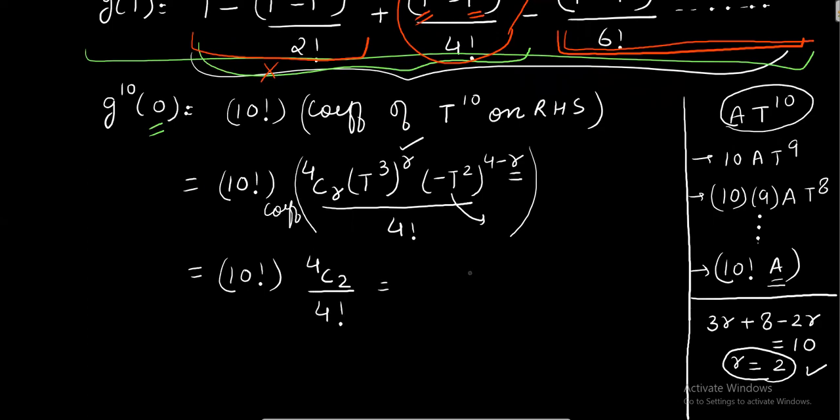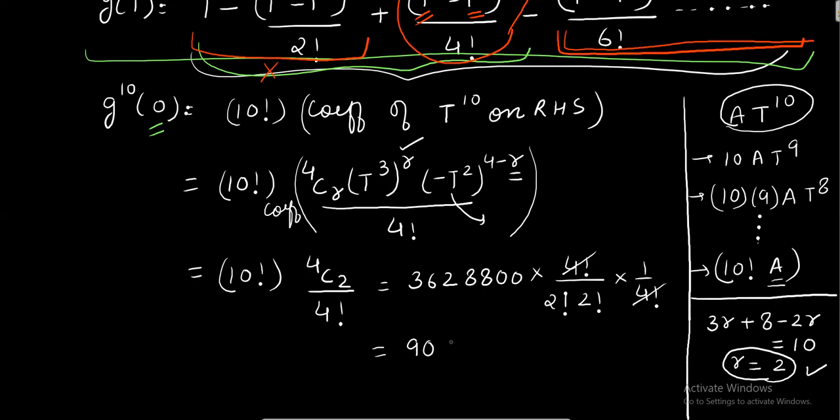Now you can see that the 10 factorial value has already been provided to us, which is 3628800, multiplied by 4c2, divided by 4 factorial. We know the value of 4 factorial. So basically, we just have to divide the numerator by 4 to get the answer, which will be 907200. So this is the answer. This is how we should solve this question.